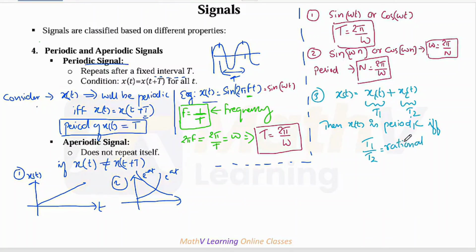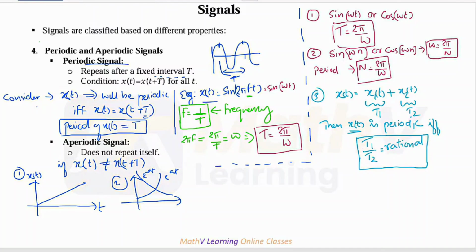Okay, only if this is rational, the resultant x of t will be periodic. Okay, so if both t1 and t2 are rational, then we say that x of t is periodic.